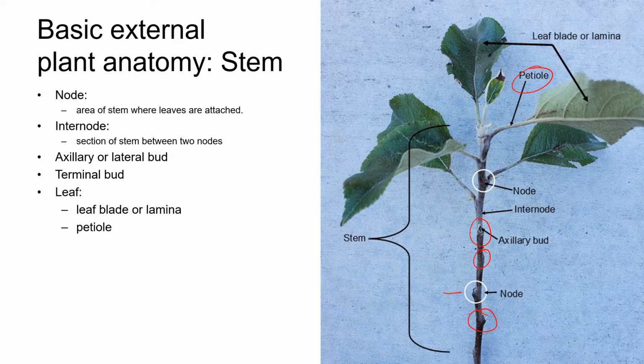The section of stem in between each node is called the internode. The internode can be quite long or it can be extremely short, as you'll see in the next slide. The flat, expanded part of the leaf is called the leaf blade or lamina, and each leaf has an upper leaf blade and a lower leaf blade. At the tip of the stem, there's usually a bud, which we call the apical or terminal bud.